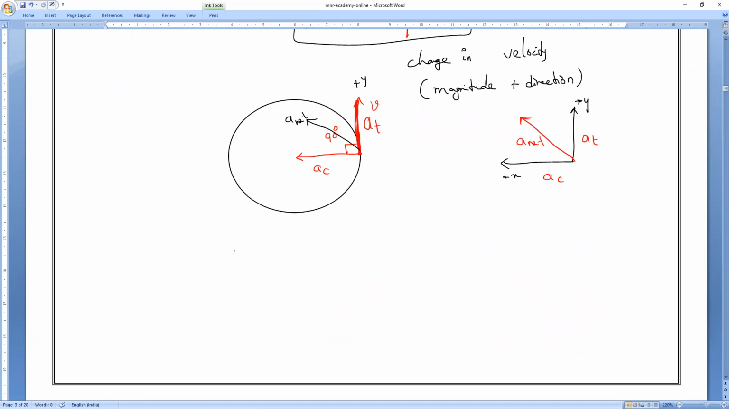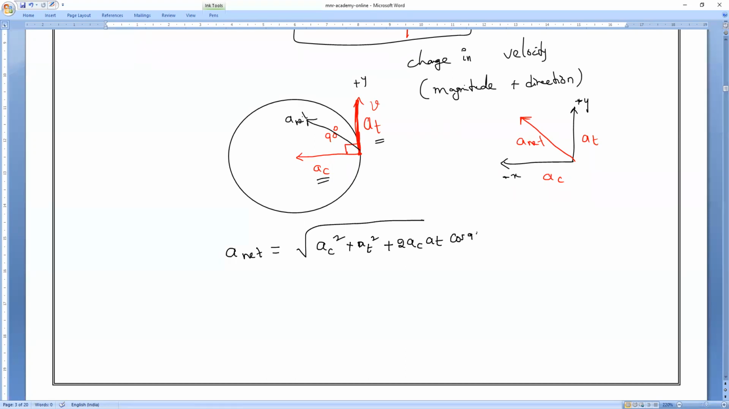Now we all know the net acceleration formula. We already studied that. Root over mod dv by dt. We know the two sides, AC and AT, so what is the formula we have found? A squared plus B squared plus 2AB cos theta. Remember that? So AC squared plus AT squared plus 2 AC AT cos theta.